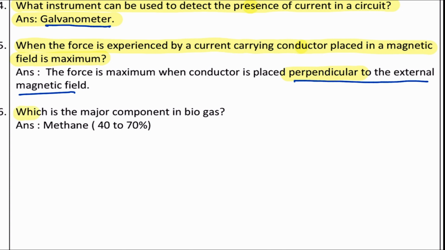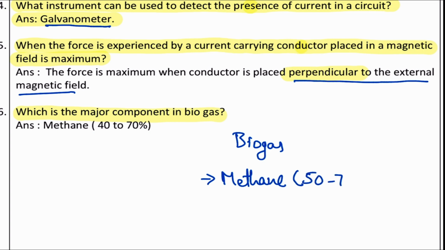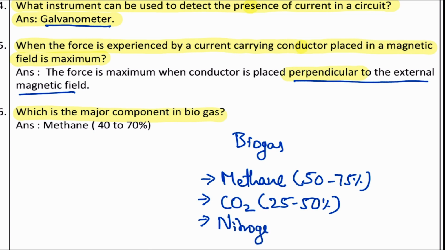Okay, next question. Which is the major component in biogas? In biogas, there are major components like methane, which is 50 to 75%, or you can take it as 80%, and CO2, which is 25 to 50%, and there is nitrogen, which is 2 to 8%. But the main and major component is methane.